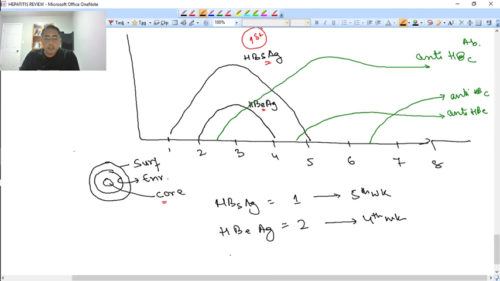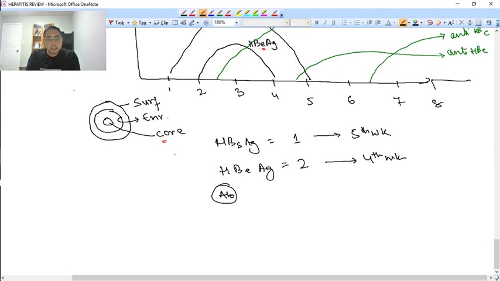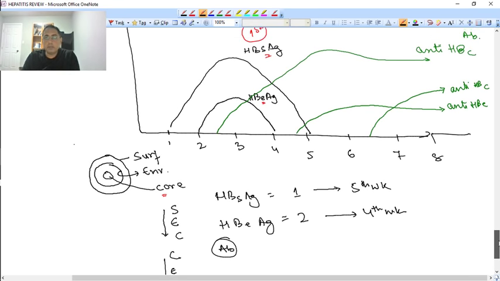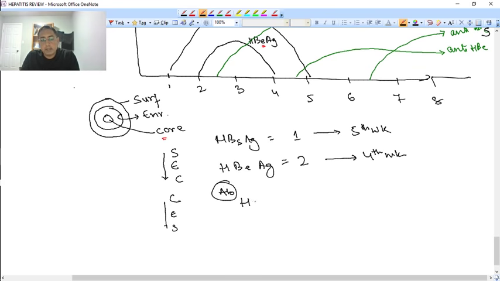And next is antibodies. Please remember, they have come in this manner: S-E-C. So that's how they came, and similarly, S-E-C, that's how they will go also. The antibodies, the first to come is HBC, anti-hepatitis B virus C antibody. It comes around 2.5 weeks.